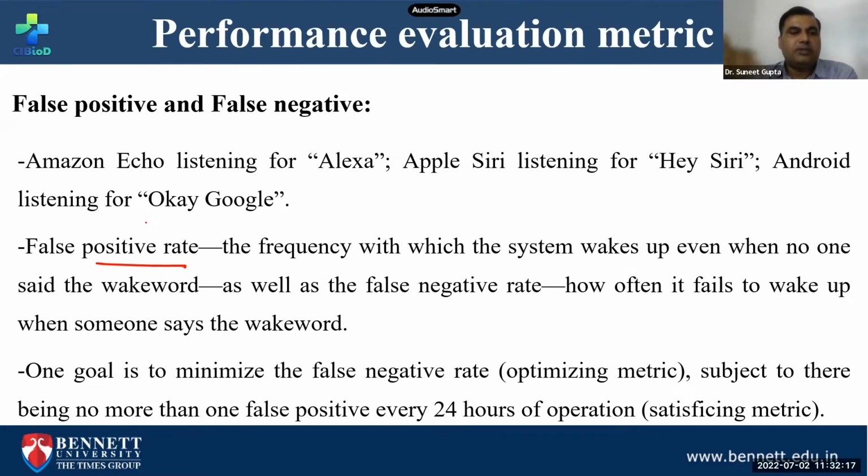Okay, so the next one is false negative. So here you can see it is just the reverse of the false positive. How often does it fail to wake up when someone says the wake word? So I am discussing this line: how often it fails to wake up when someone says the wake word. So your input is true, but the output generated from the model or your system is false. So that is the false negative rate. So I'll take one example.